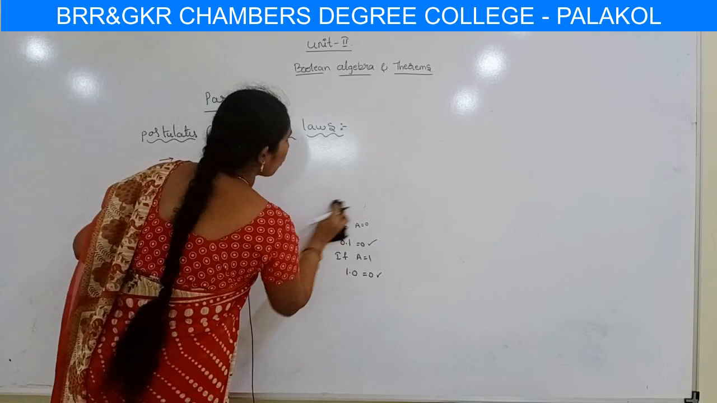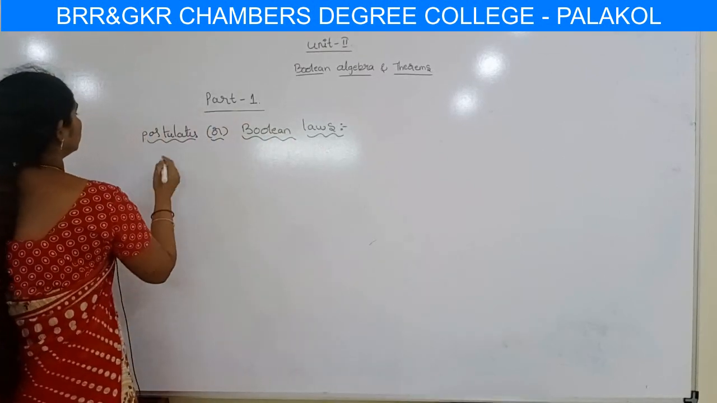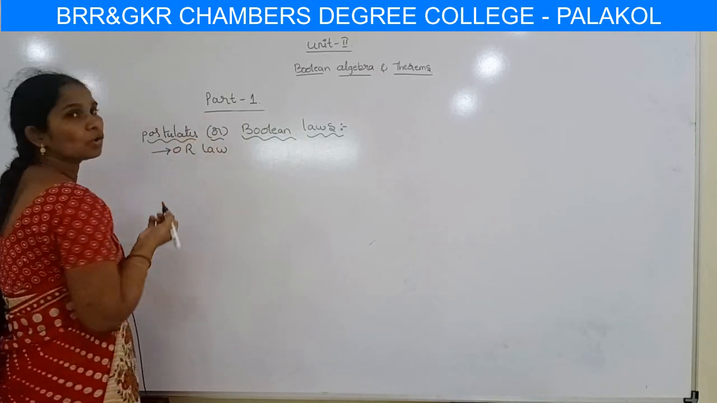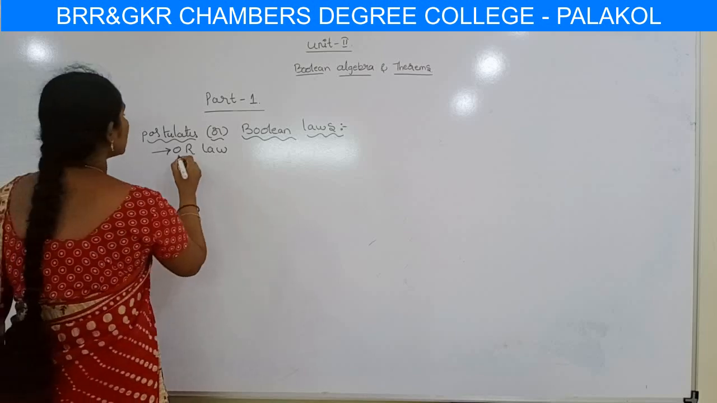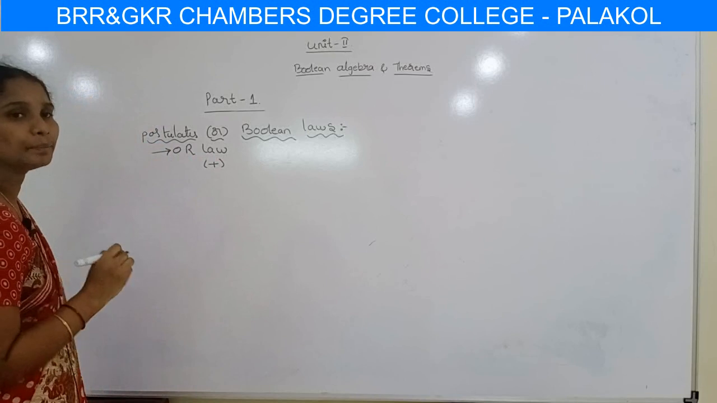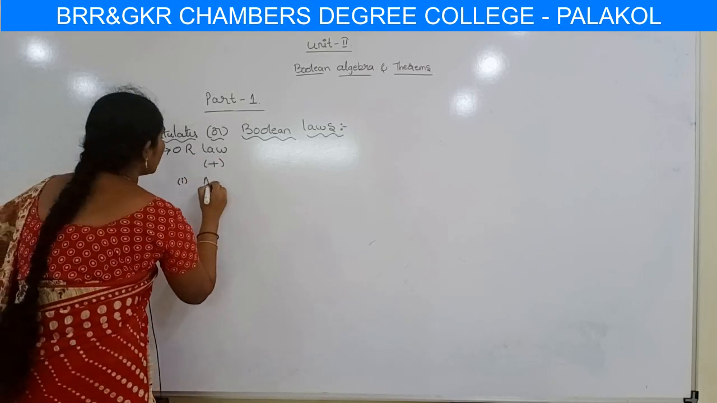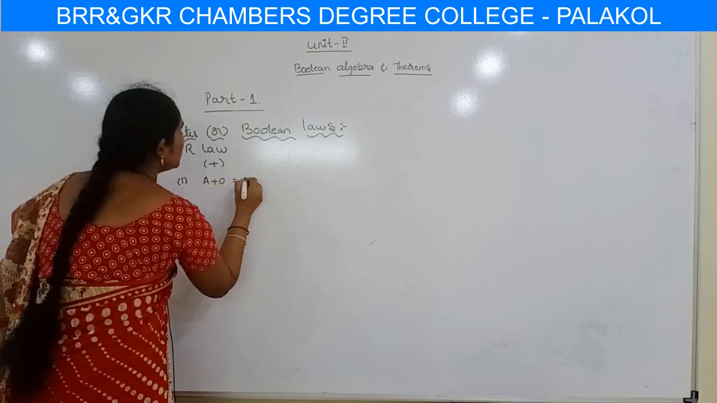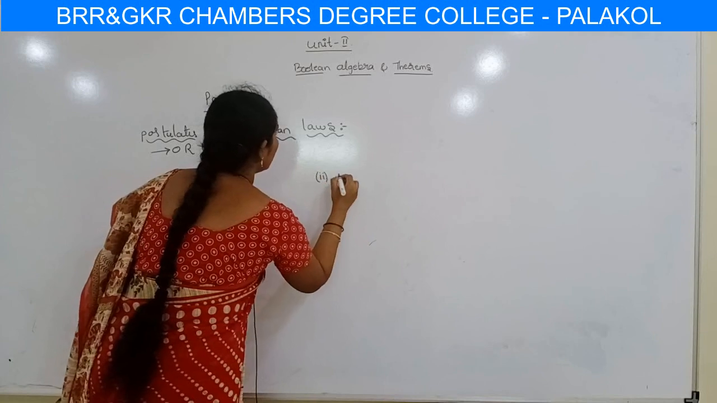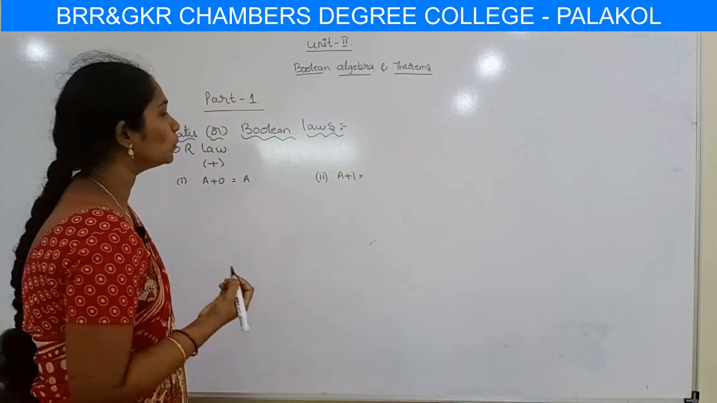So another law is the OR law. Here the OR operator is plus. Therefore the first law is A plus 0 is equal to A, and the second law is A plus 1 is equal to how much? We have to prove it.